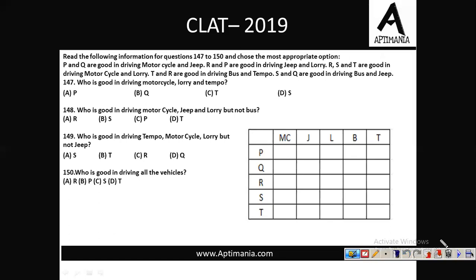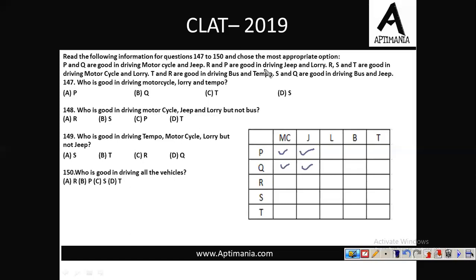Okay, based on arrangement, you can say tabular arrangement. So P and Q are good in driving motorcycle and jeep. So here it is motorcycle, this is jeep, this is lorry, this is bus, and this is tempo. Fine. Now these are the name of the individuals. Now P and Q are good in driving motorcycle and jeep. So I will put a tick over here. So P is good in motorcycle and jeep, and Q is also good in motorcycle and jeep.